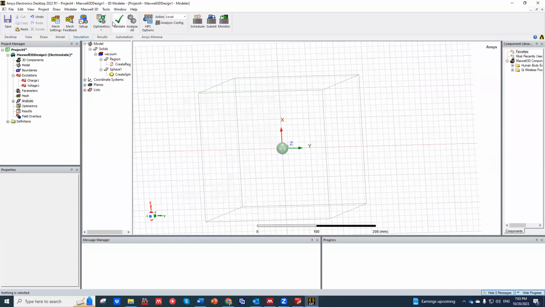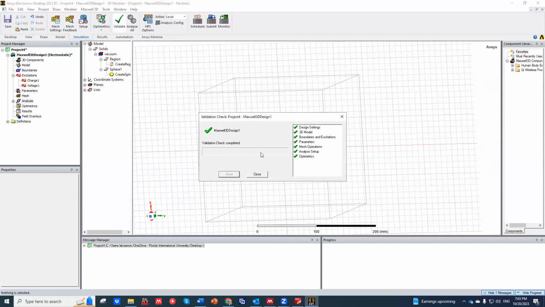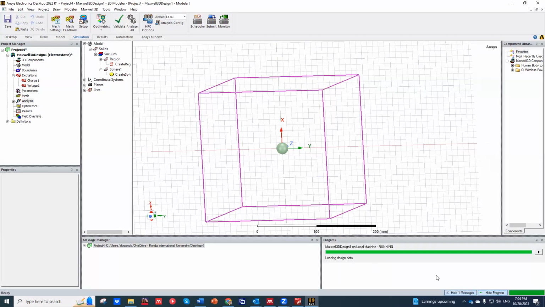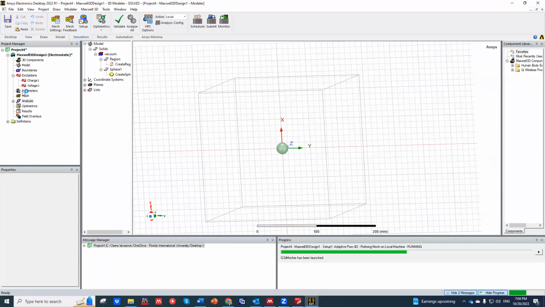Okay, and then before running the simulation, I click this validate button. It shows all green marks, meaning that the project is ready to be executed. To do so, I click this Analyze All, and it runs the simulation. So I assigned 10 passes, so it's going to be 10 passes here.